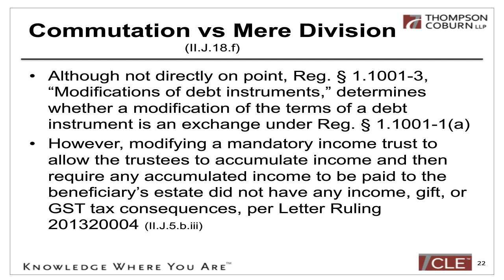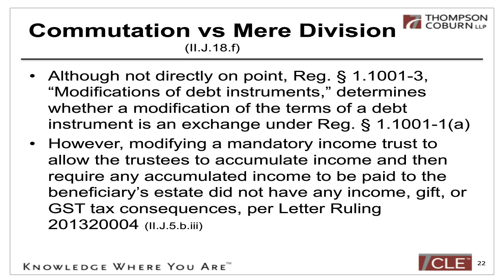Now, the second bullet point on that page says that modifying a mandatory income trust to allow the trustees to accumulate income, well, that seems to me like you're reducing the beneficial interest in that the income beneficiary doesn't get it, but it's going to the beneficiary's estate. And so that ruling said the beneficiary is getting it sooner or later. There's no consequences to that. That's not really a significant enough change.